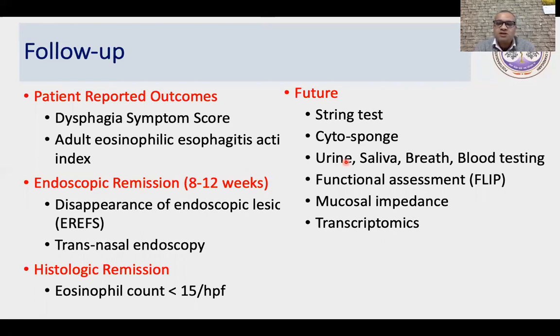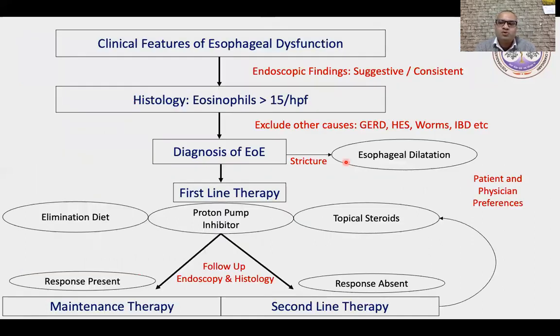Follow-up is usually with symptoms, but must also include endoscopy and documentation of histologic response. In the future, there may be an upcoming role for string tests or cytosponge, but as of today, it is endoscopy with biopsies to document histologic remission. So how do you approach these patients if there is evidence of esophageal dysfunction? Endoscopic findings are either suggestive or consistent, but they may be normal also. There is histology which suggests eosinophilia, and other causes are excluded.